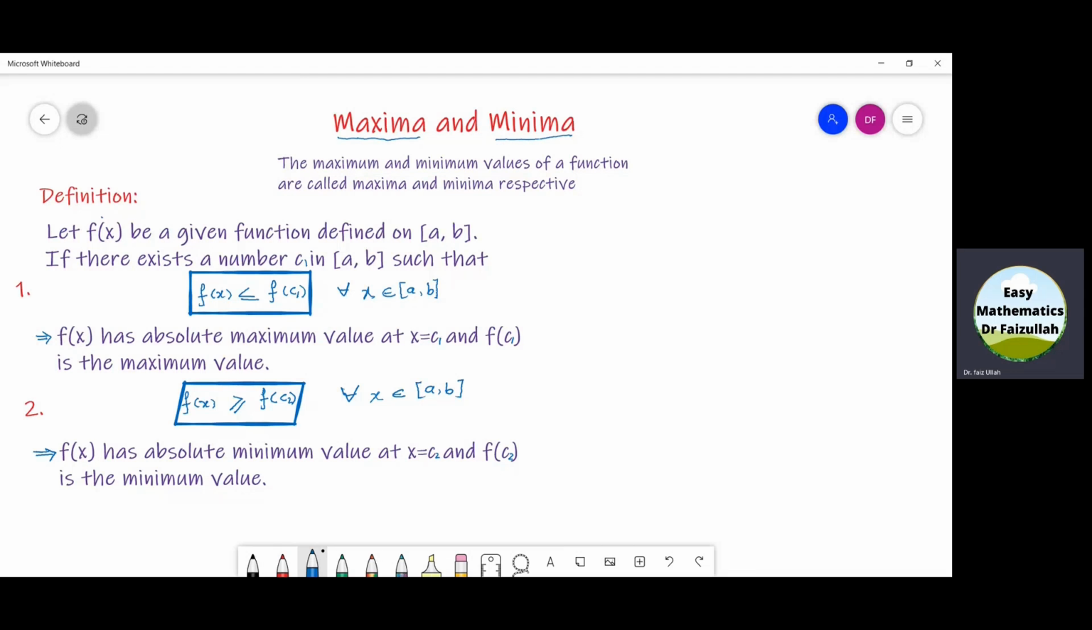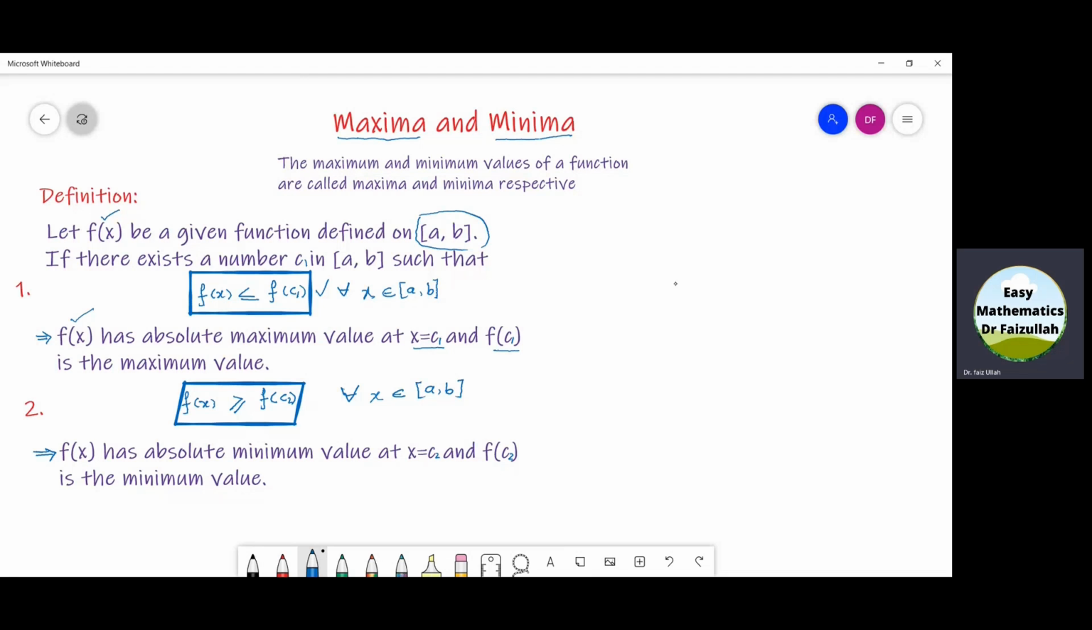If we are given a function f of x which is defined in a closed interval a comma b, and if there exists a point c1 in this interval such that f of x is less than or equal to f of c1 for all x belongs to this interval, then we say that f of x has absolute maximum value at that point x is equal to c1, and f of c1 will be the maximum value.